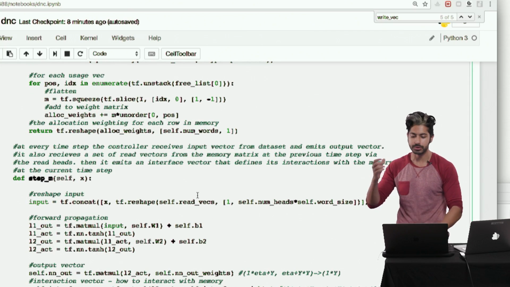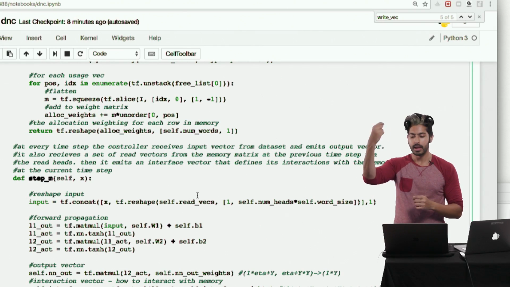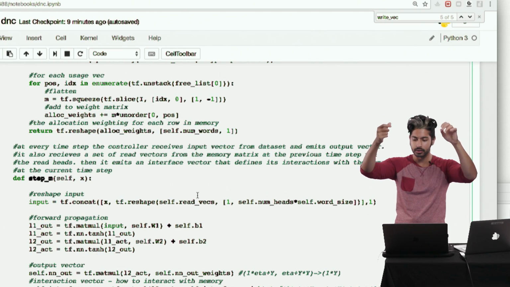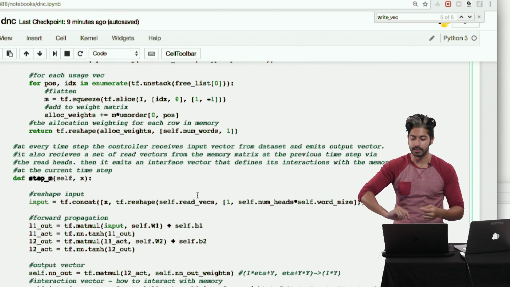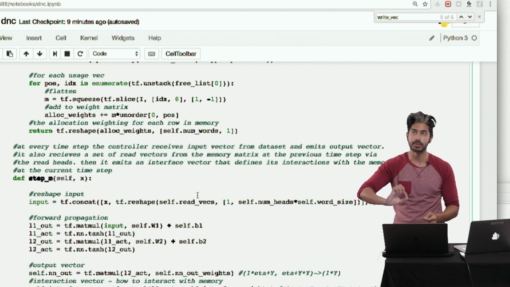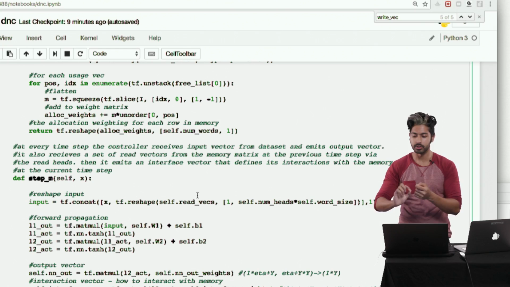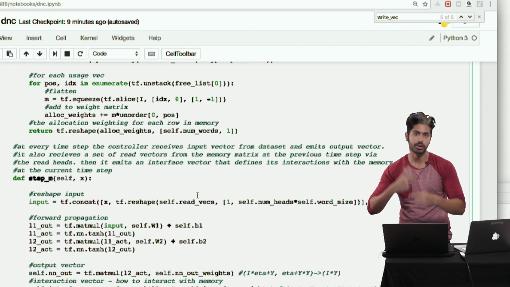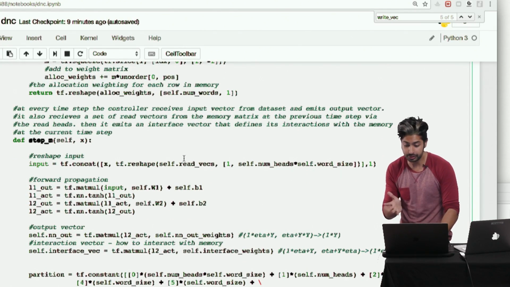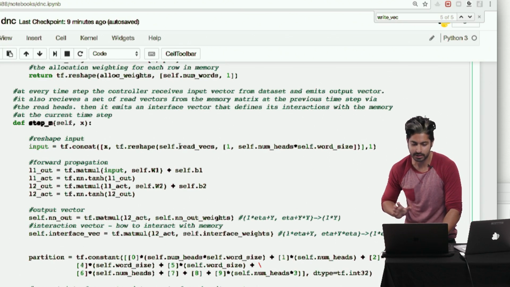At every time step, it receives an input vector from the data set, emits an output vector and an interface vector, and then at the next time step, the next input is going to be from the data set and the read vector. And then we just repeat that over and over again. So let's programmatically go through what this looks like.